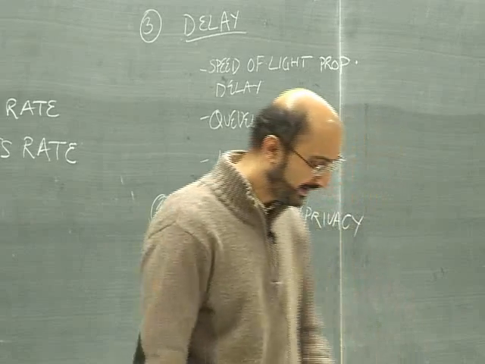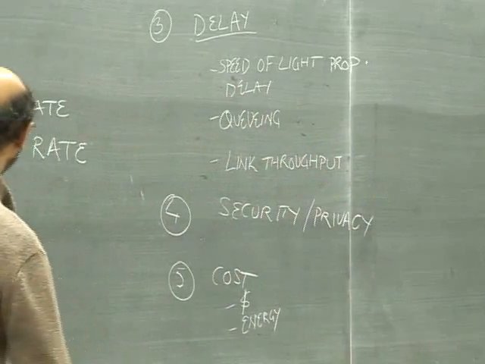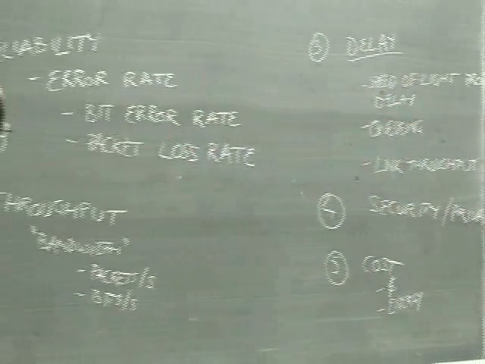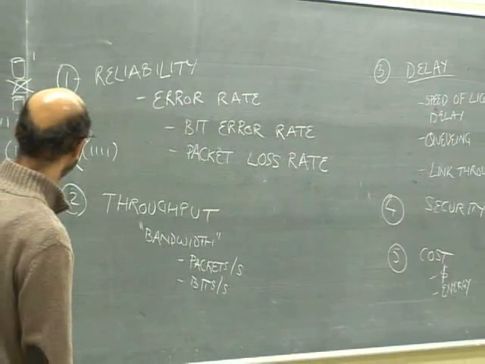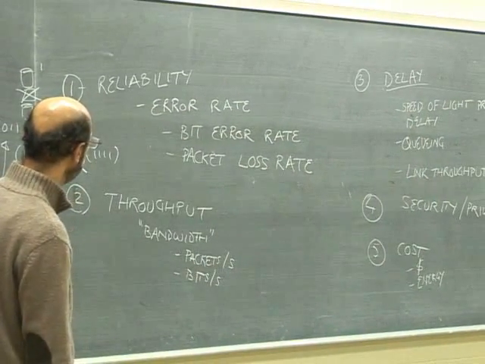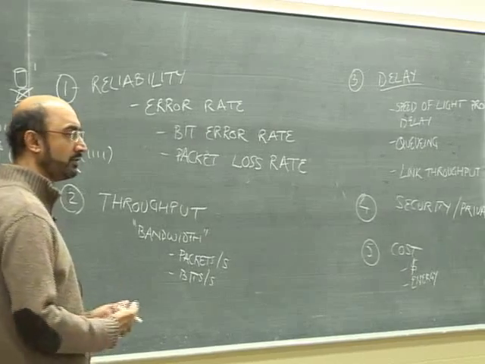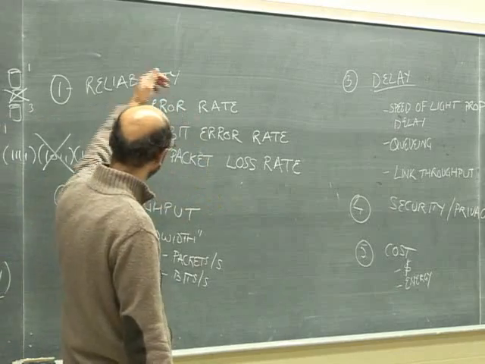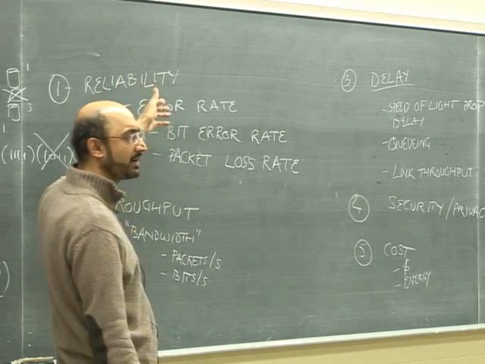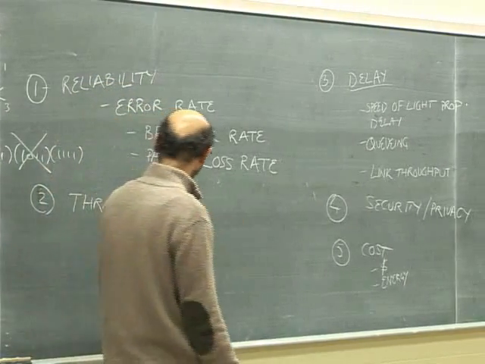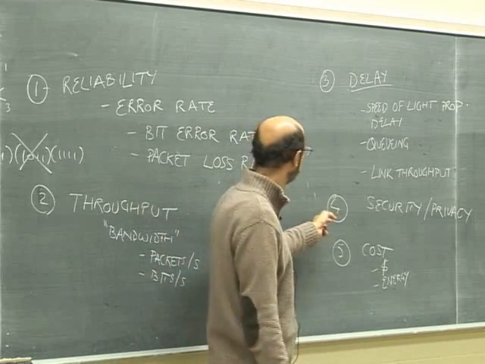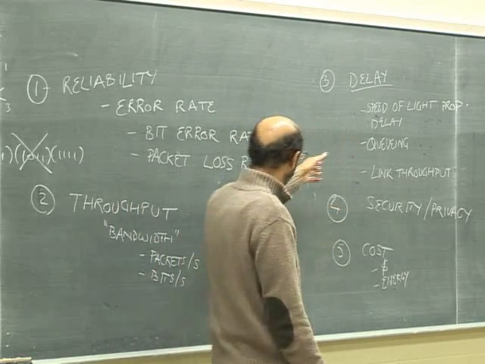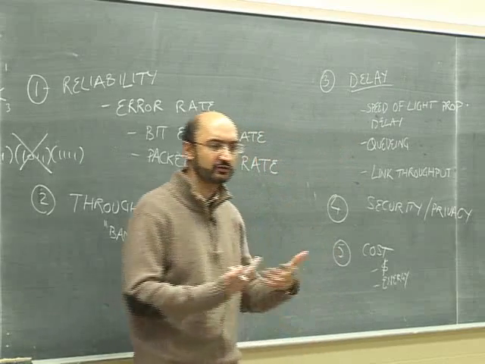One of the questions I had for the homework was, how do these things interact? I'd like you to actually think about it and see, are these goals compatible? Can I have a very cheap link which is also very reliable? Why can't we have that? Can we have a very cheap link or very high throughput and also have, say, high security? Can we have very low delay and also very low cost? Do these things go together?